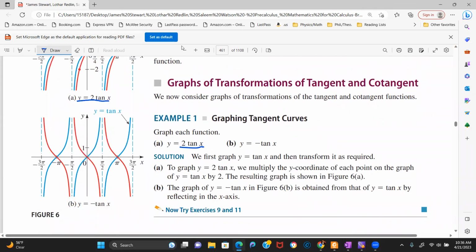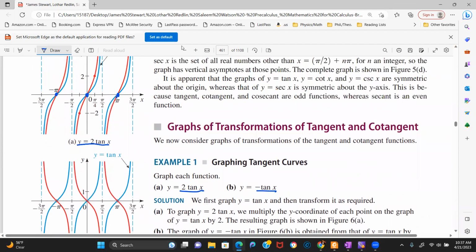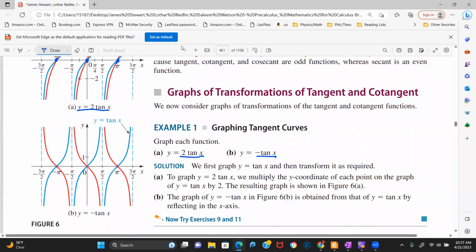As for this one, when you multiply by negative, that has the effect of reflecting over the x-axis. So it's a reflection over the x-axis. Almost looks like a reflection over the y-axis. Oh, that makes sense actually. So it turns out that, remember, tangent is an odd function, or is this even? Forgetting that. It satisfies this property. So what does that mean?